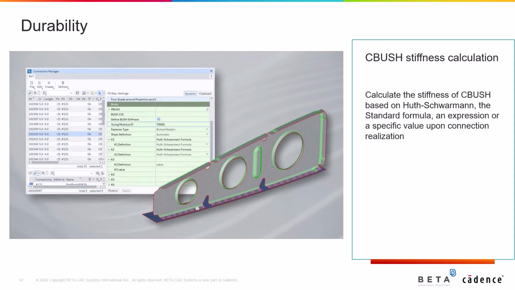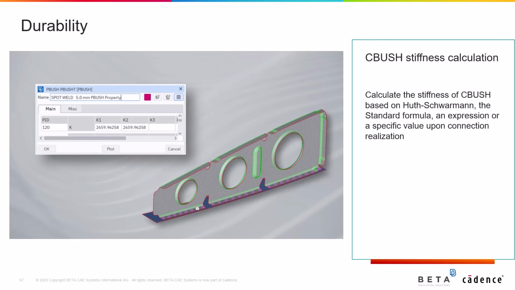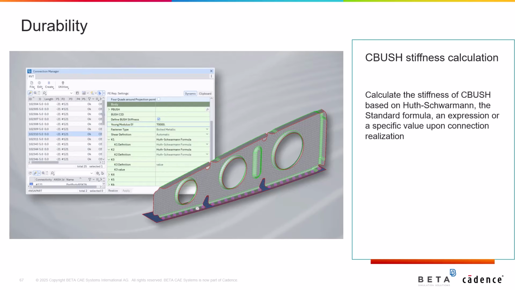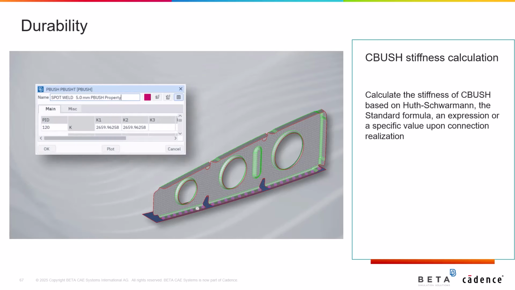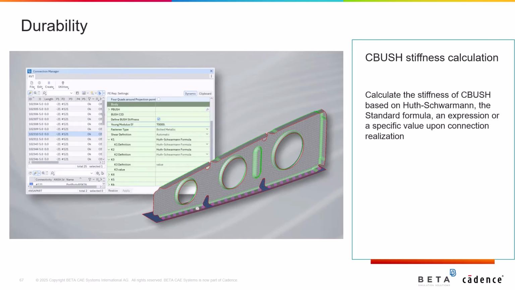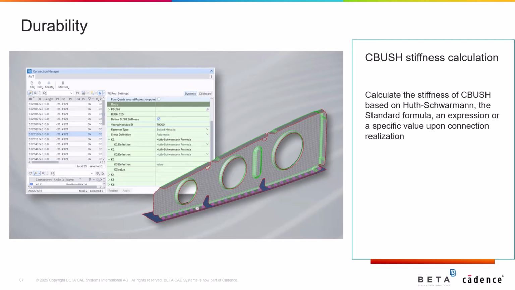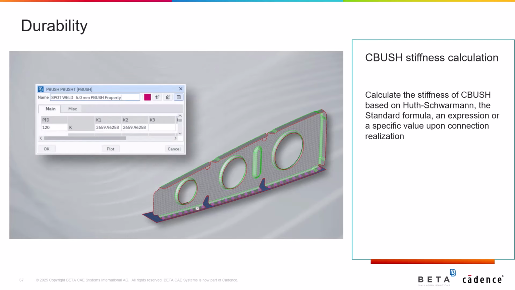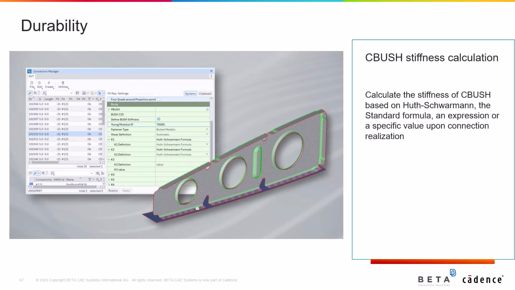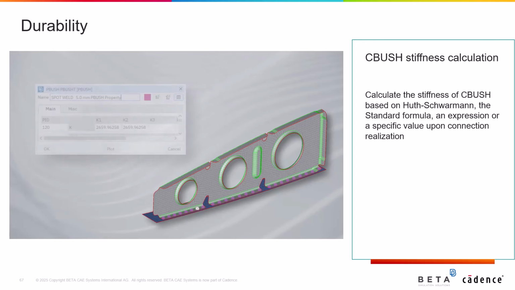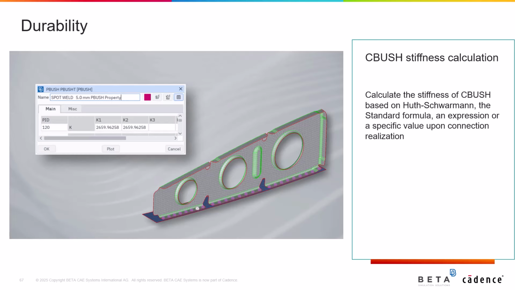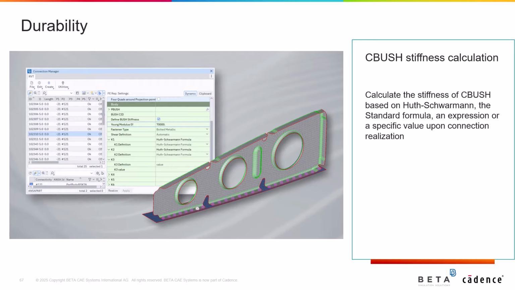Now, in the Connection Manager, a new tool has been introduced to calculate or automatically set the stiffness of a seed bush according to the user's preference. The available options include the Hufschwarman formula, the standard formula for axial stiffness, and a user-defined expression that utilizes known values from the Connection Manager, such as spacing or the length of the connection. Lastly, there is also an option to input a specific value directly, providing complete flexibility for stiffness calculation.